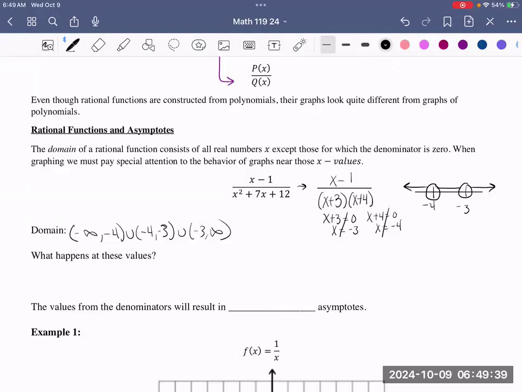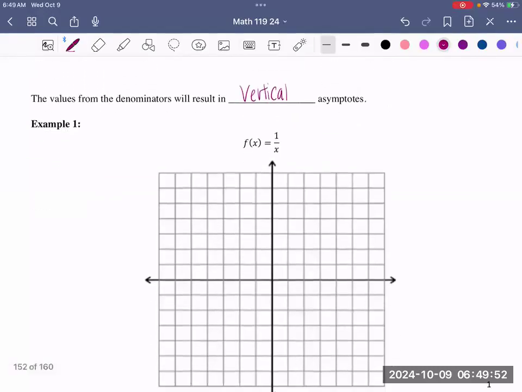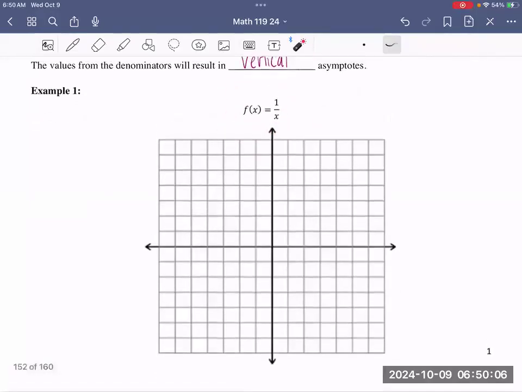So the values of your denominators, as we just discussed, will result in vertical asymptotes. So take, for example, f of x is equal to 1 over x. Now back from when we were talking about transformation of graphs and your other graphs in section 3.4, we talked all about what this particular graph should look like. We talked about some patterns. So this one should look like the one where it diverges.